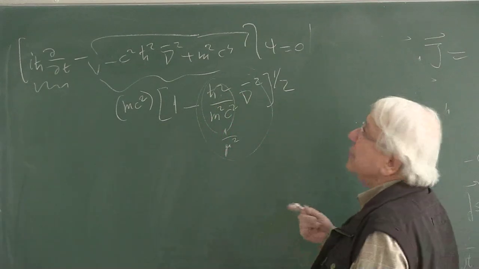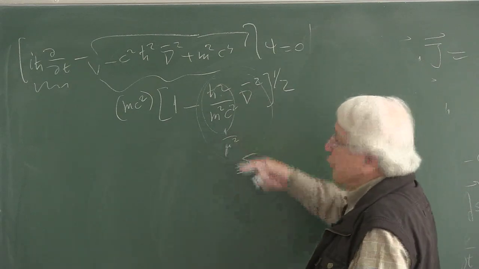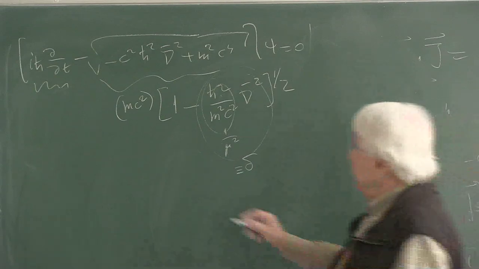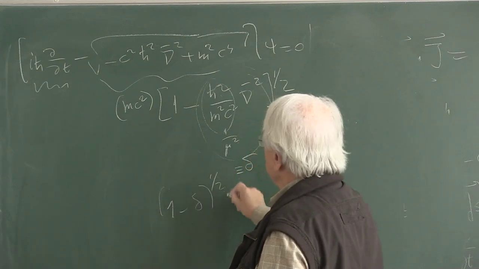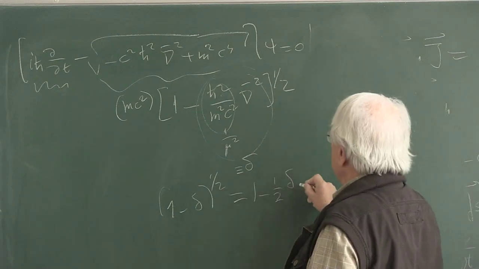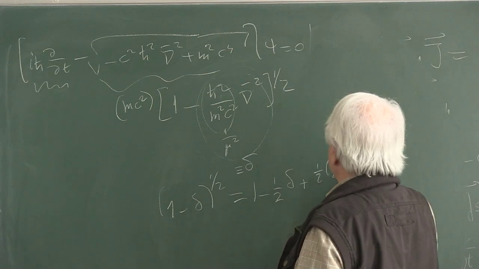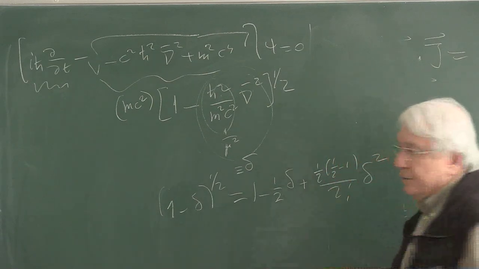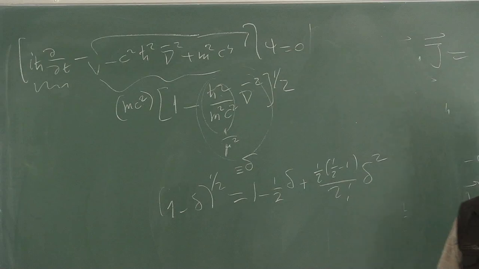Let me invent a notation. Delta is an operator. Del squared over mu squared I define as delta. So it is 1 minus delta to the 1 half. The meaning of this is the following: 1 minus 1 over 2 delta, minus, squared is plus, 1 half times 1 half minus 1 divided by 2 factorial delta squared, plus 1 half times 1 half minus 1 times 1 half minus 2 divided by 3 factorial delta cubed, and all the way to infinity.